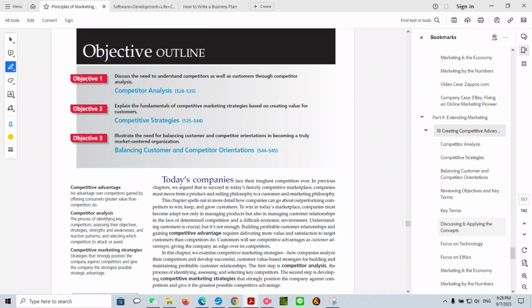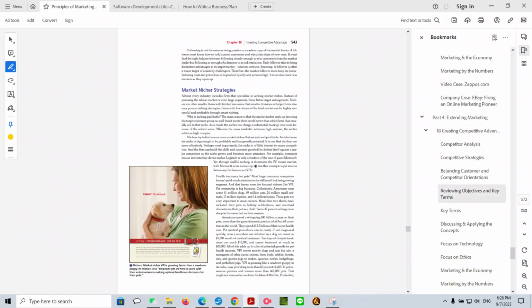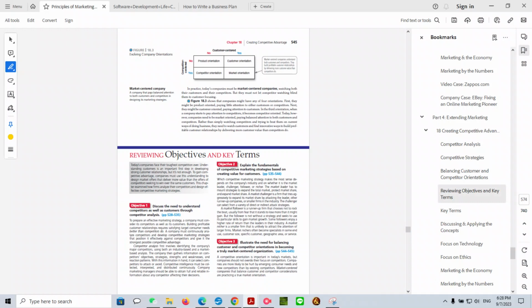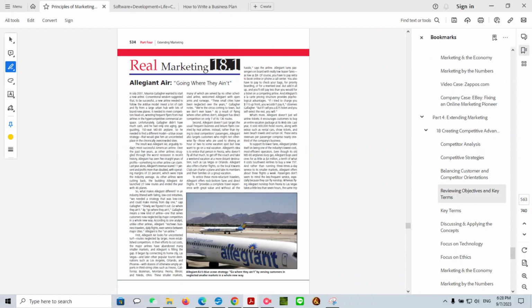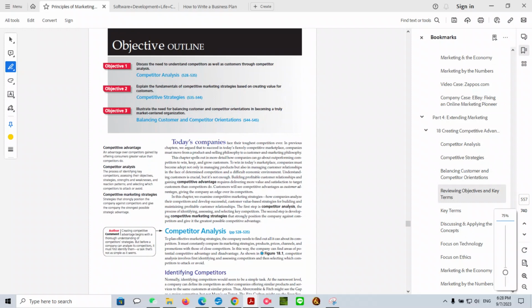Now, I'm going to give you a pro tip here. The pro tip is when you're reading or listening to something, you always want to be critically thinking about what is being said.